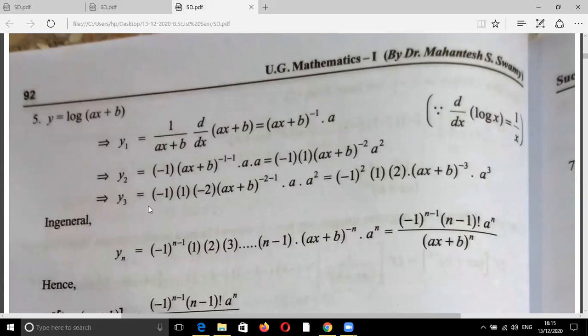Y3 means here, minus 1 is a constant, 1 is a constant, and a square is also a constant. The component containing x is ax plus b to the power minus 2. If you differentiate that with respect to x, how much do you get? Again the derivative of x to the power n is n x to the power n minus 1, which we have to use, so that here you are getting minus 2 into ax plus b to the power minus 3.